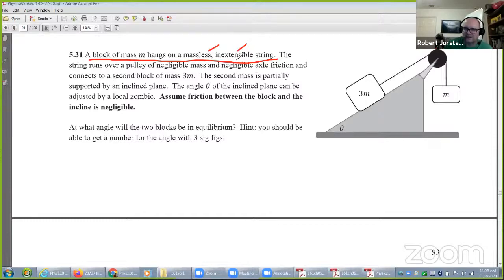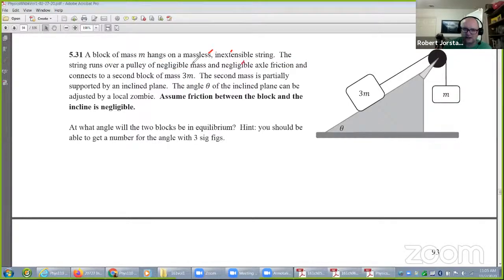Unless otherwise specified, all of our strings are massless and inextensible. Remember, the inextensible part means it's not stretchy, so the two sides move the same amount, so they have the same acceleration magnitude. Massless means acceleration will be constant because you're not transferring mass from one side to the other. And then lastly, negligible mass and axial friction just means the tension is the same on each side of the string. So this means same a magnitude, this means a constant, and this means tension same on each side of string.